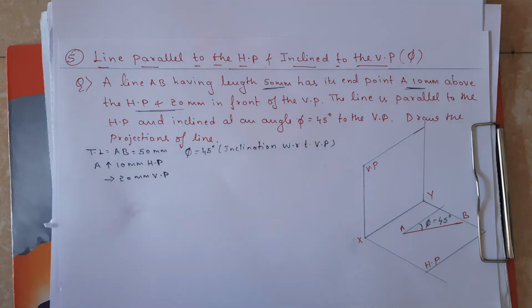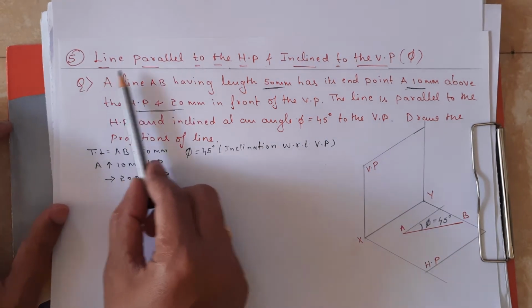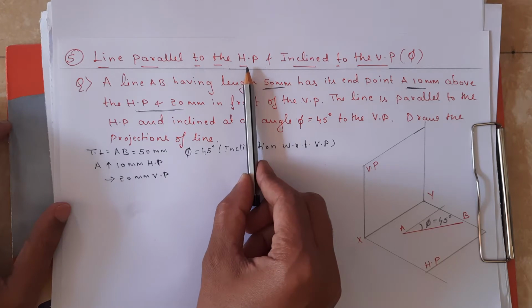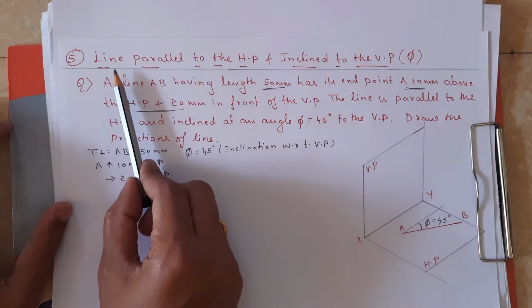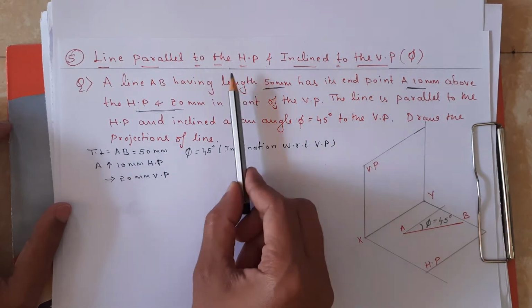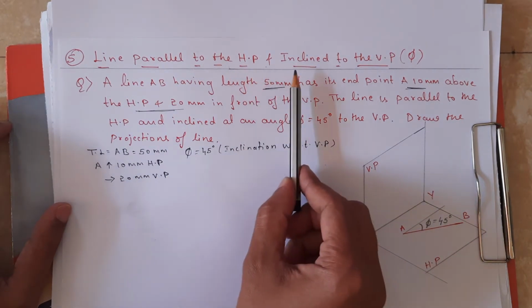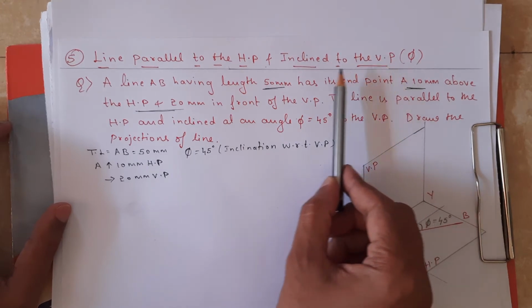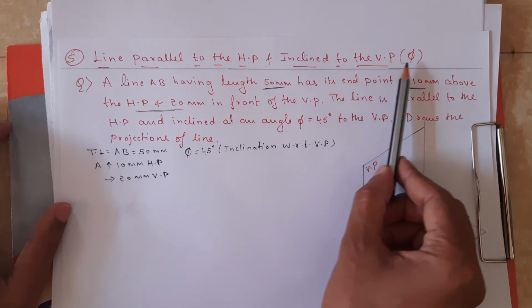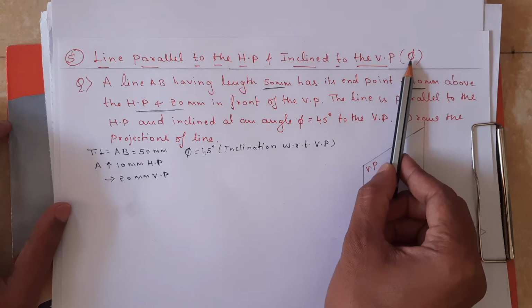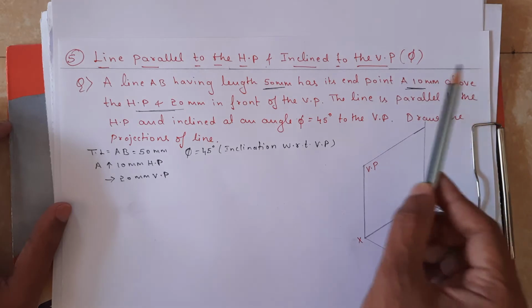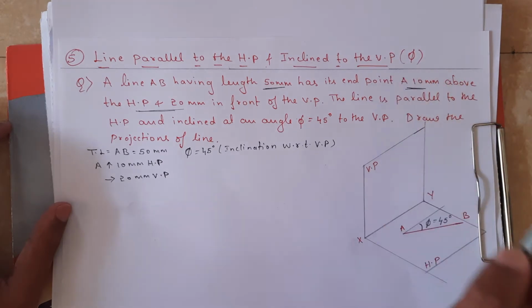So in this video we are going to solve another variety on projections of lines. Here the line is parallel to the HP. In the previous class we solved the line parallel to the VP. Here the line is parallel to the HP and inclined to VP. The inclination with respect to VP is called phi, whereas the inclination with respect to HP is called theta. So it's a true inclination with respect to VP.